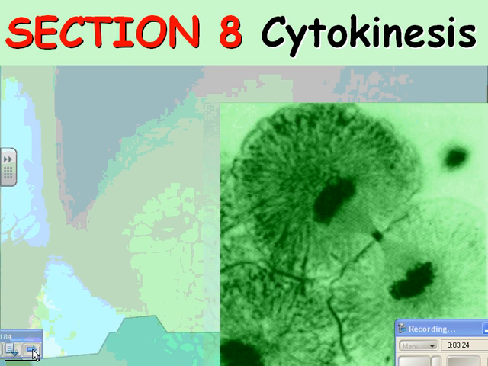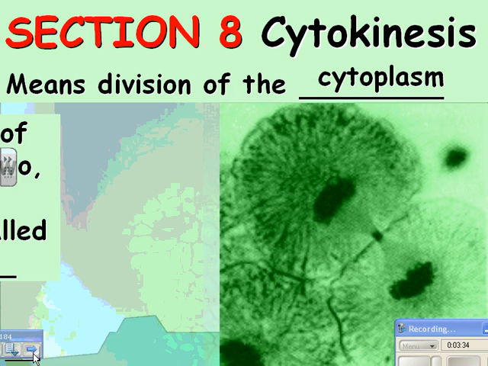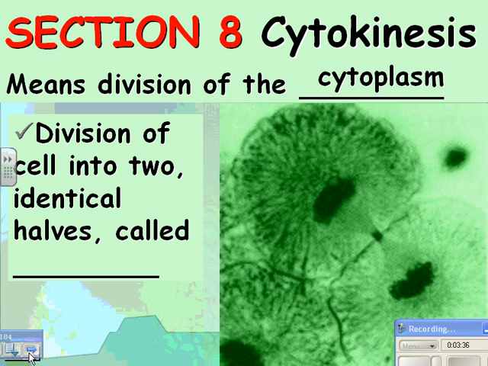Section 8, cytokinesis, means the division of the cytoplasm. So that's this. You've just done mitosis, and now you're going to split the cells themselves. So division of the cell into 2 identical or near identical halves called daughter cells. So the daughter cells have identical DNA and pretty similar rest of them too.